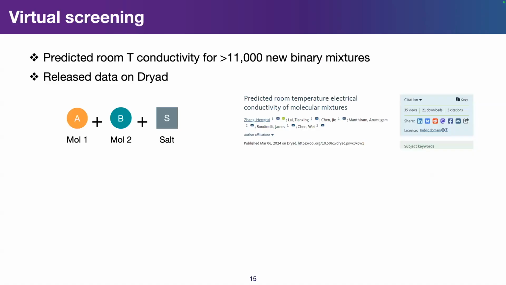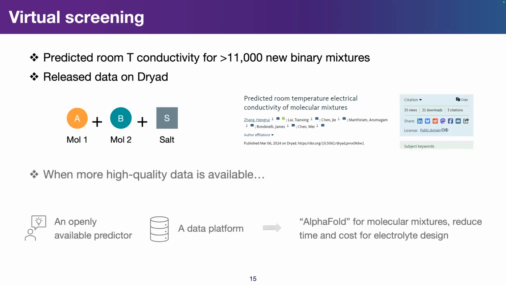So now that we have a good model, the next thing we want to do is virtual screening. As an initial demonstration, we predicted the room temperature conductivity for over 10,000 new binary mixtures and made the data openly available. But still, we are limited by a lack of data. We have only 1,000, remember. So when we have more high quality data, we envision our model to be an openly available predictor, or we can even use its predictions to build a data platform. So our vision is that it should be the AlphaFold for molecular mixtures to help scientists design electrolytes.